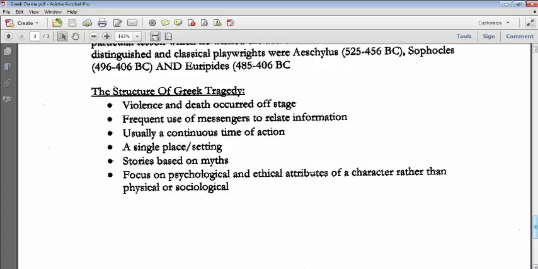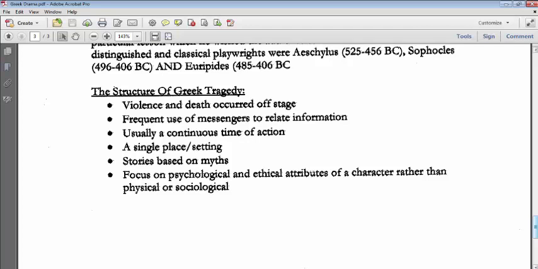Often when violence and death were portrayed, it would always occur off stage. So in the play Agamemnon, the main character Agamemnon gets murdered by his wife, Clytemnestra, and the violence actually takes place off stage, and the actor would be shouting off stage as he's going through his final death throes.